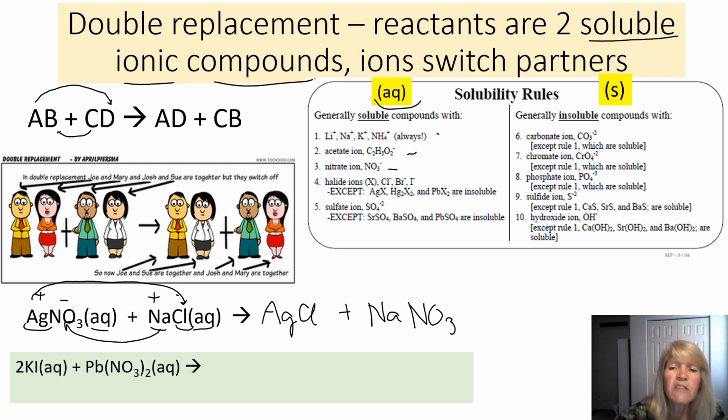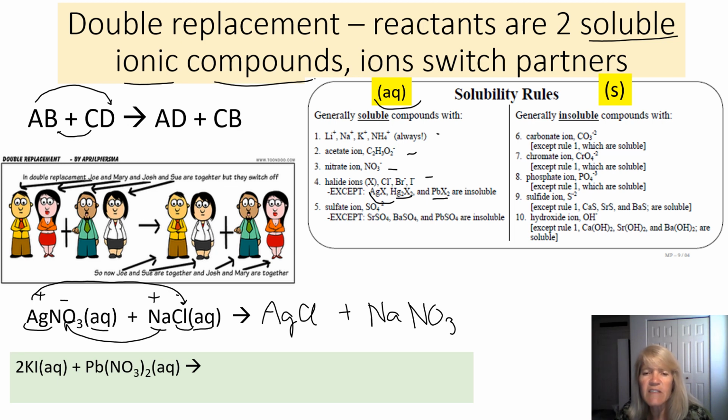So if any of rules 1, 2, or 3 apply, it's soluble. The rest of the rules include some exceptions. Halides, that would be chloride, bromide, iodide, they just call it X as a general for the halide. They are soluble except for silver, mercury, and lead, which are not soluble. All the rest of the chlorides, bromides, iodides are soluble.